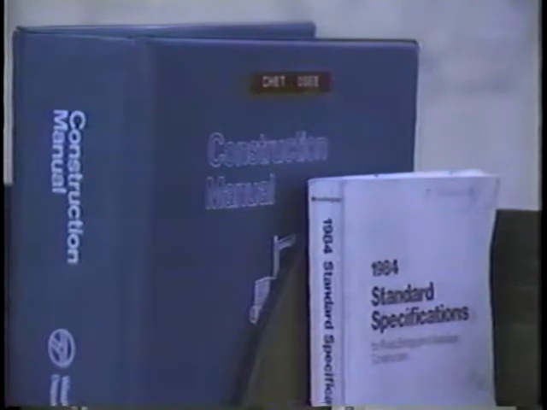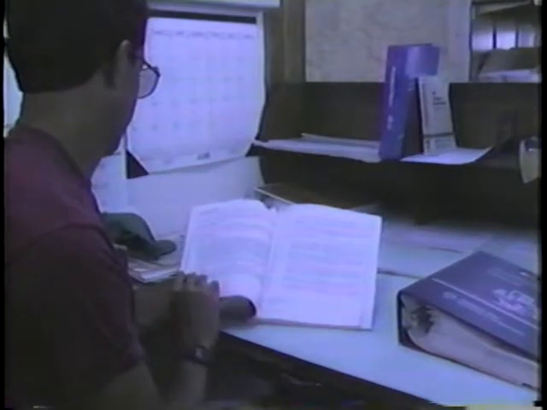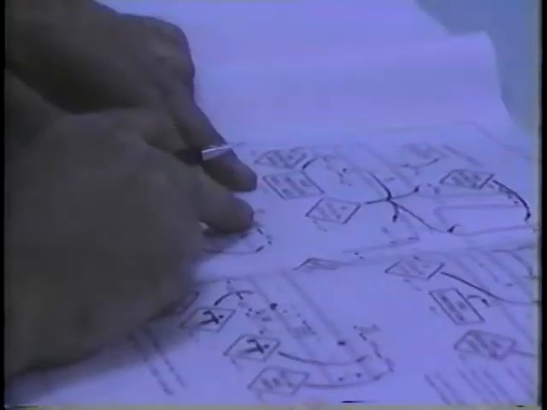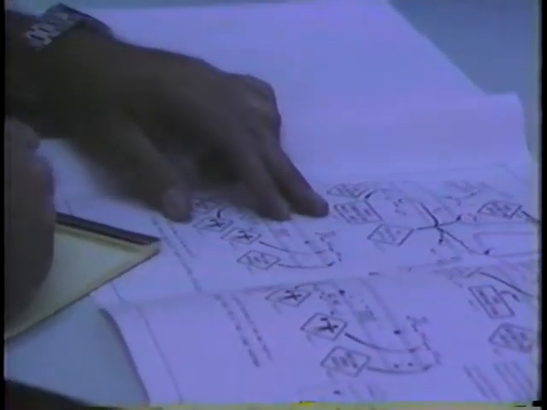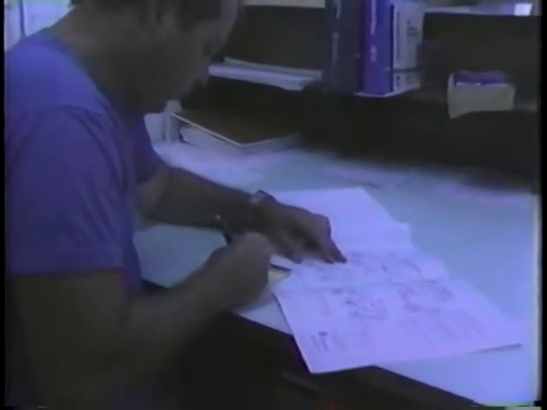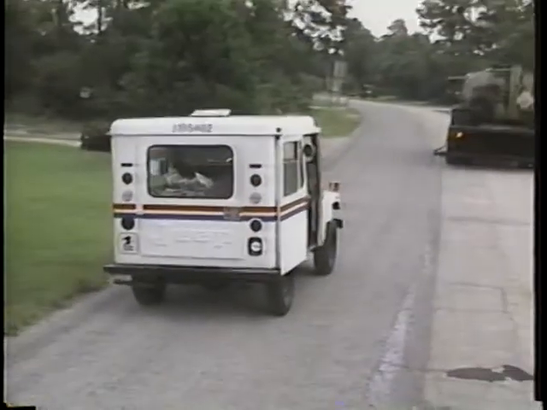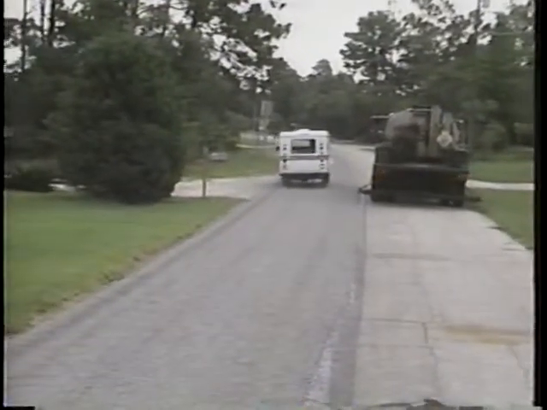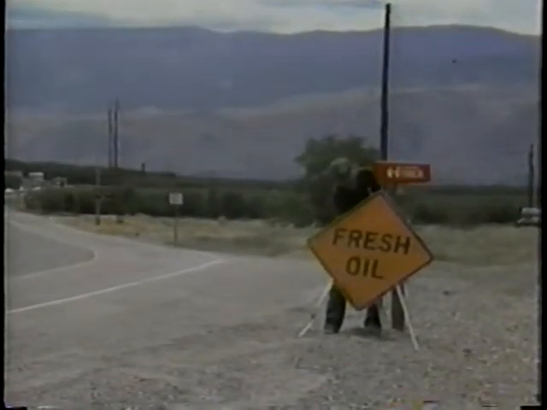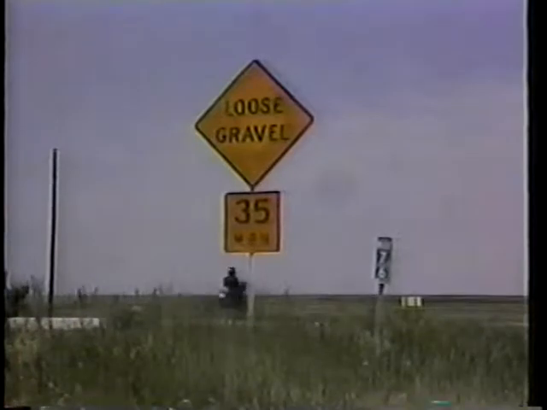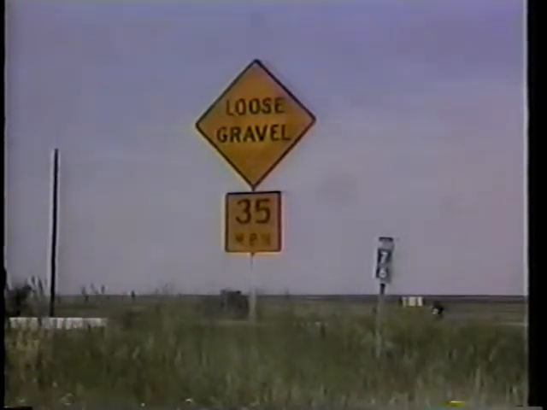The first concern is familiarity with the contract documents, your agency's bid specifications, including amendments and any special provisions. The traffic control plan is another important part of the contract documents, especially for chip seal jobs. That's because both the oil and chips can pose a real nuisance to motorists passing the work in progress. So most agencies require fresh oil and loose gravel signs on both ends of the work area. That way, motorists are warned to use caution when driving over new chip seals.